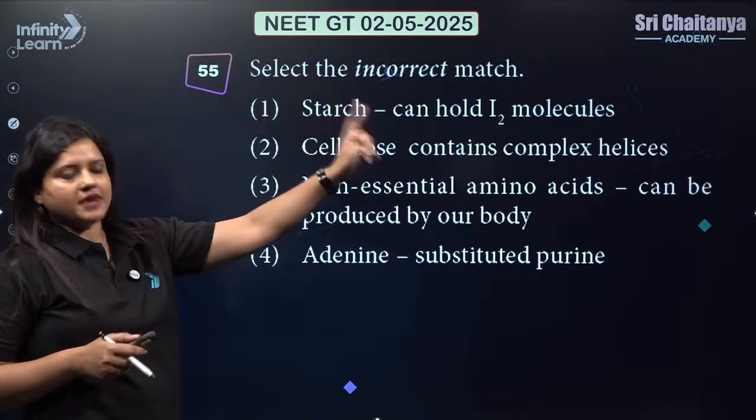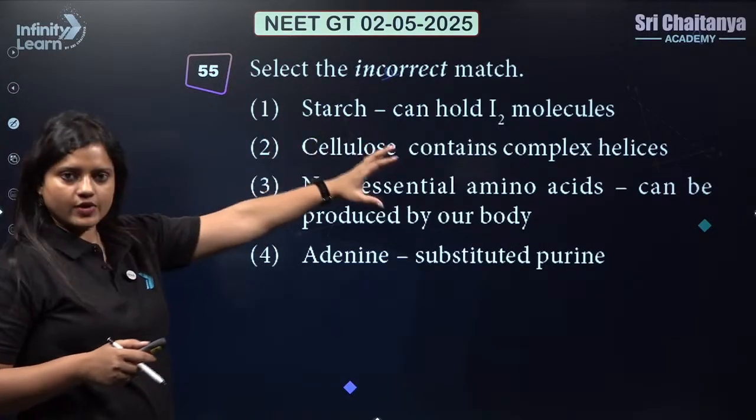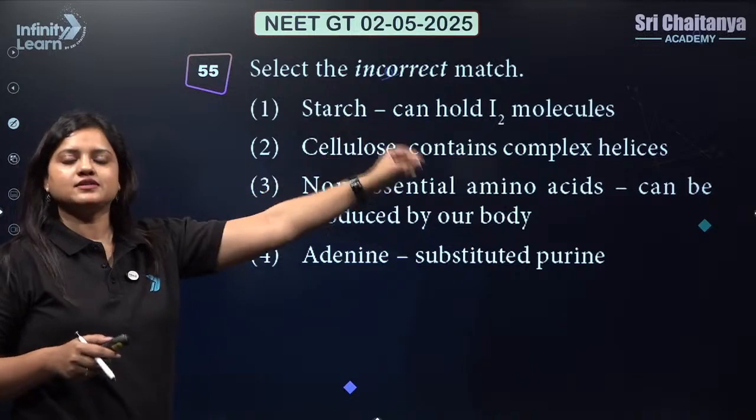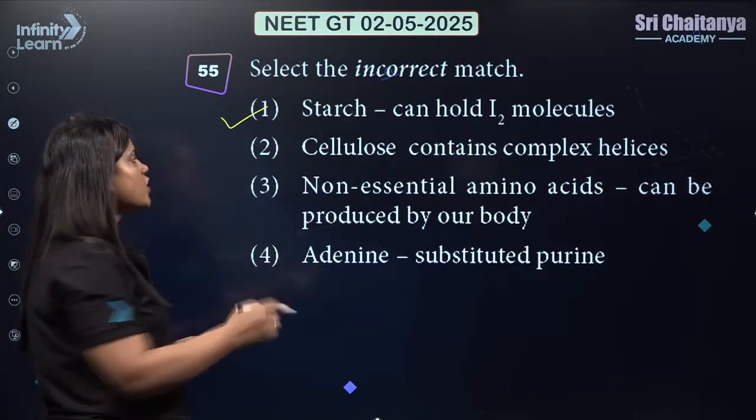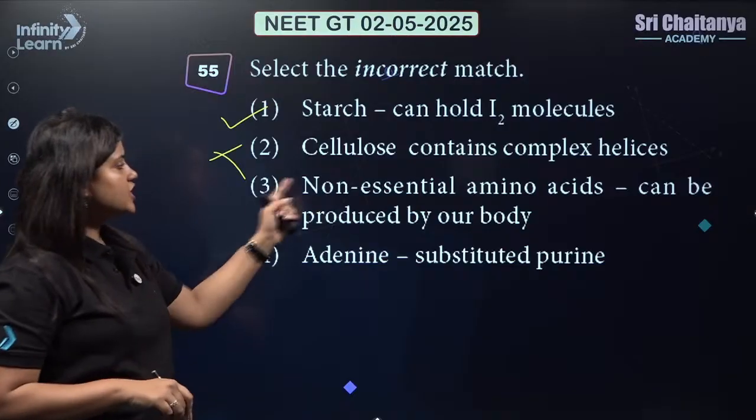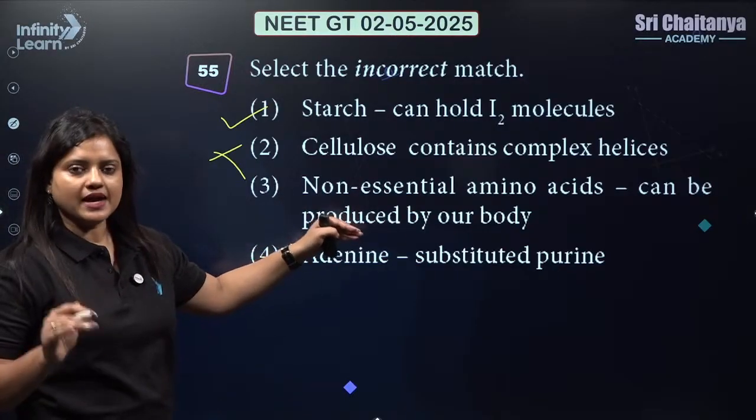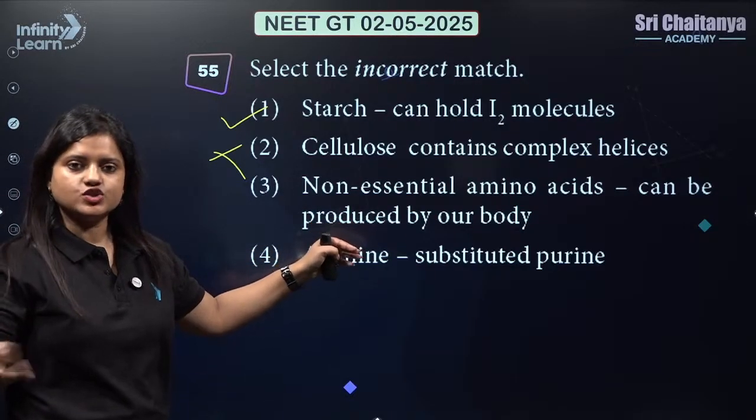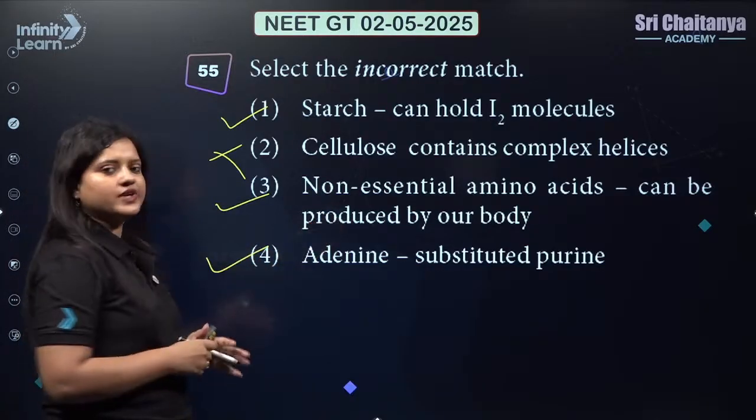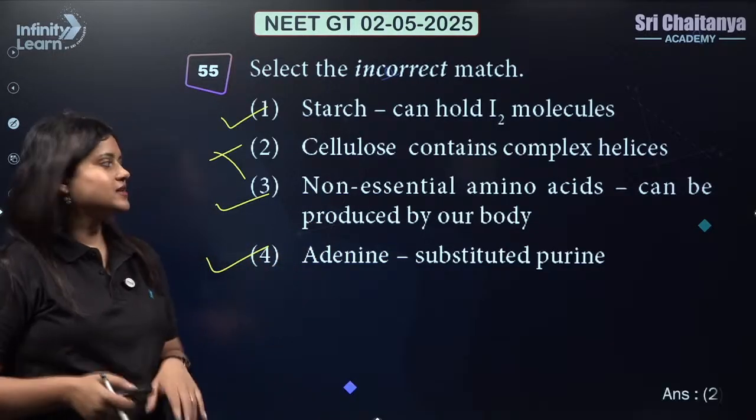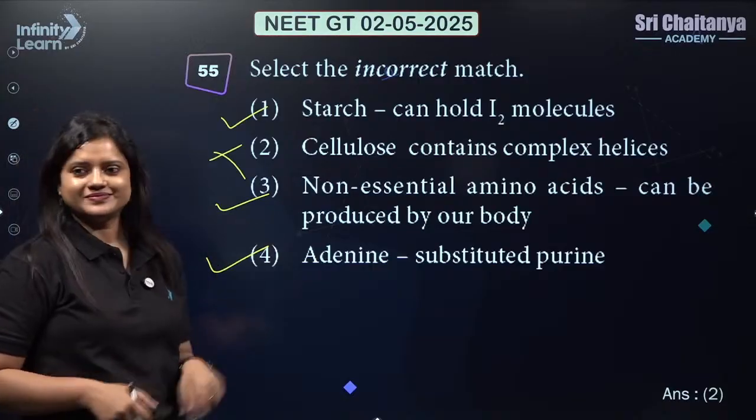Next. Select the incorrect match. Starch can hold iodine molecule. Yeah, that's why we are getting this blue color. Cellulose contain complex helices. Not at all. Non-essential amino acid can be produced by our body. That's why they are non-essential. We don't need it in our diet. Adenine is a substituted purine? Absolutely. So correct answer here should be 2.